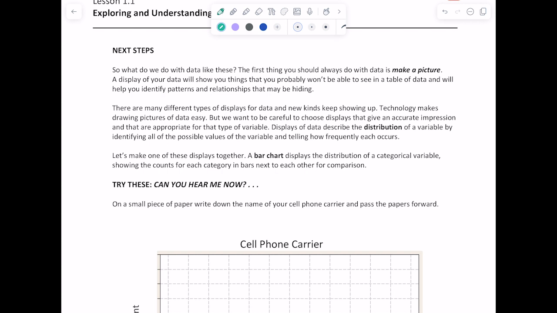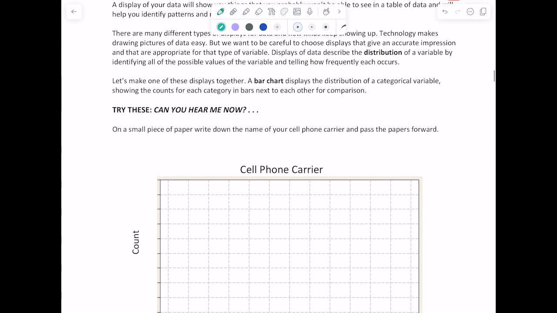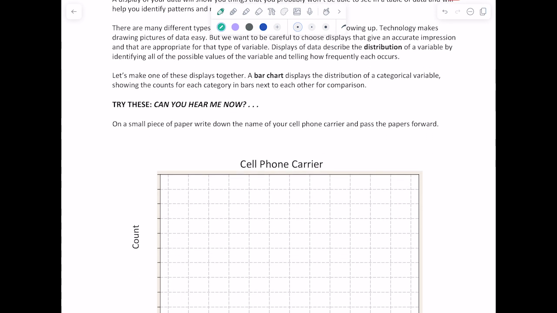Okay, box plots are only for quantitative variables. When we're creating these graphs, these displays, they describe what we call a distribution of a variable. It identifies all the possible values of the variable, and it tells how frequently each occurs. So we're going to make a bar chart. A bar chart is a display used to show the distribution of a categorical variable, and it shows the counts for each category in bars next to each other for comparison.